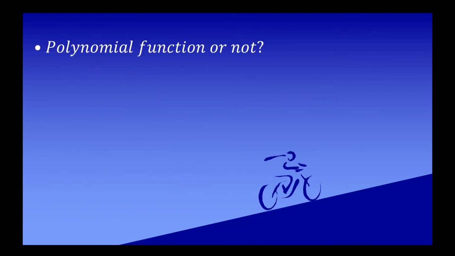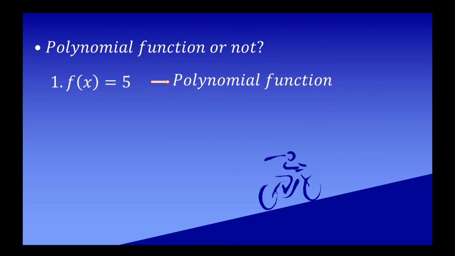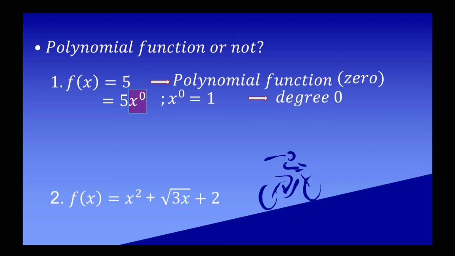So let's try to answer this one to determine whether a polynomial function or not. Number 1, f of x is equal to 5. It is a polynomial function, the zero polynomial function, since 5 can be written as 5x raised to 0. Any base raised to 0 is equal to 1. So 5 times 1 is 5. The exponent here is 0, so this is called a 0th degree.